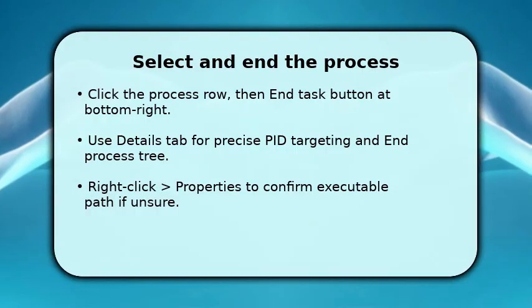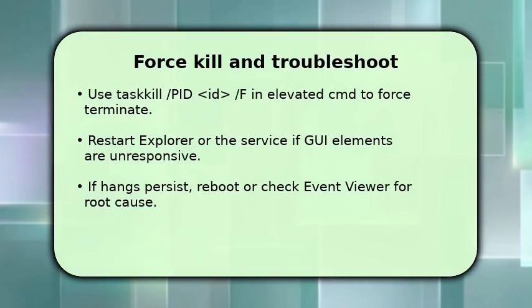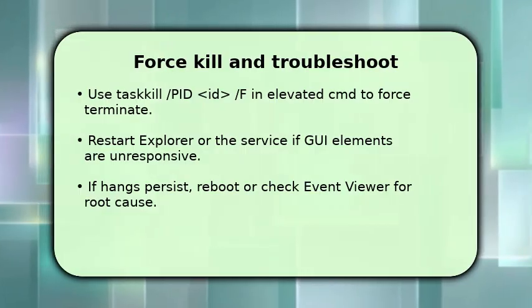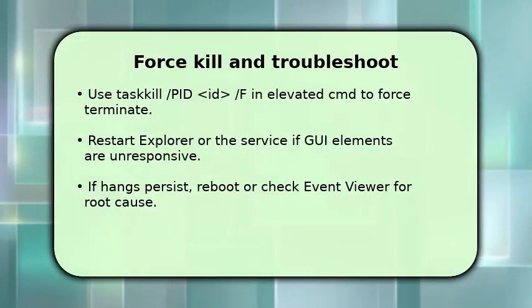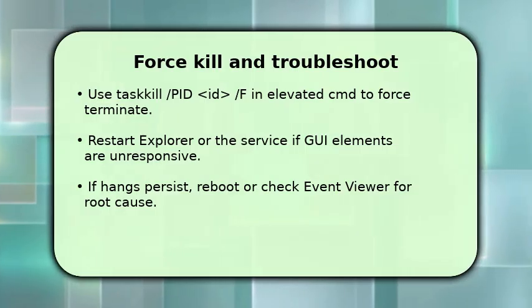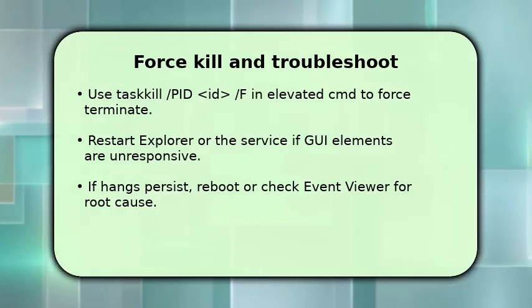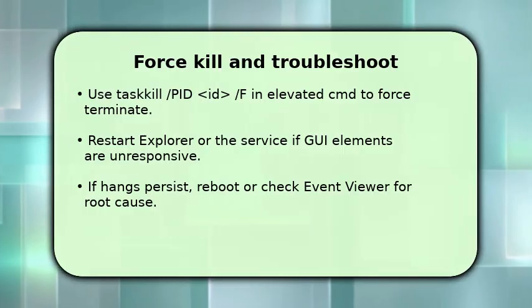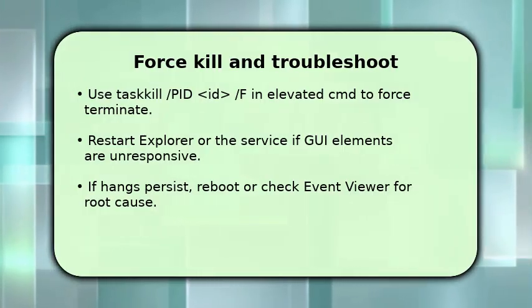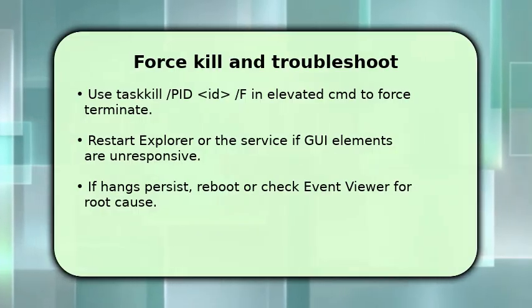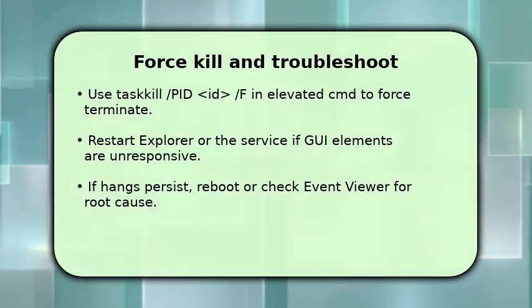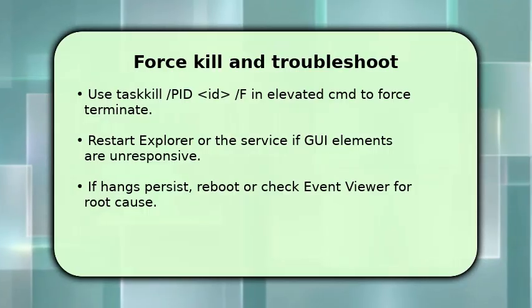If End Task doesn't stop a stubborn process, open an elevated command prompt and run taskkill /pid <id> /f to force termination. You use /t if you need to remove child processes too. Once done, if the desktop or Start menu misbehaves, restart Explorer.exe from Task Manager's Details tab to restore the GUI without a full reboot.